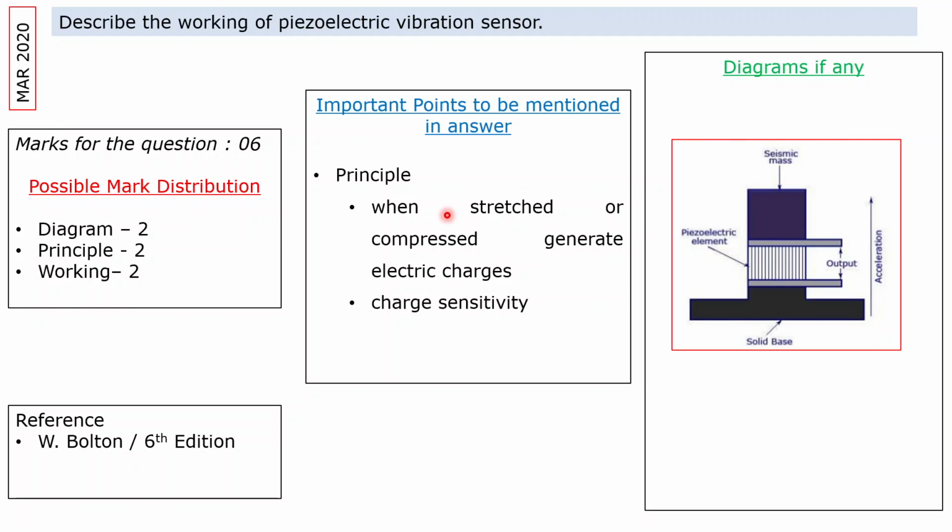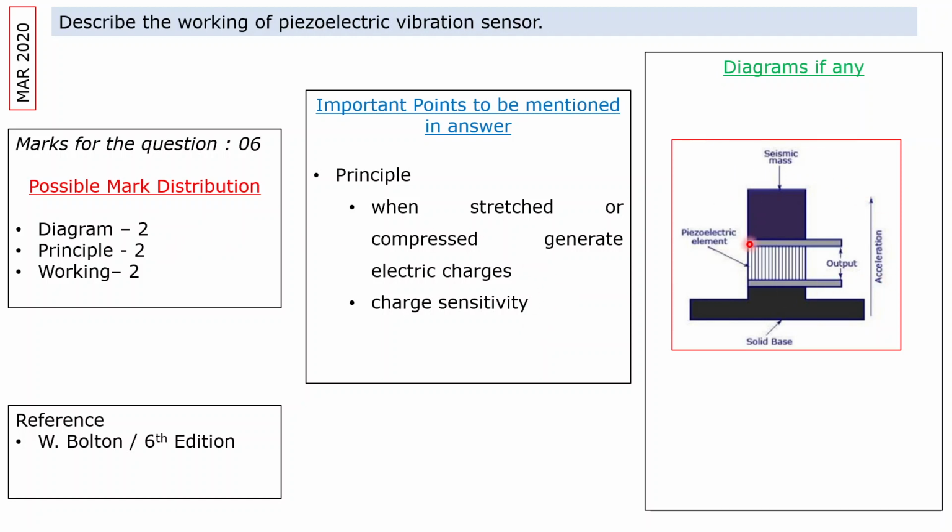You can mention that a piezoelectric element or crystal is used in the piezoelectric vibration sensor, and the peculiarity of this crystal is that if you stretch or compress it, it will generate a small EMF. With respect to the charge sensitivity, you will get more EMF with respect to the charge density. There is one equation, Q = Kx = SF, which if you remember you can mention, otherwise it is not mandatory here. That is the principle.